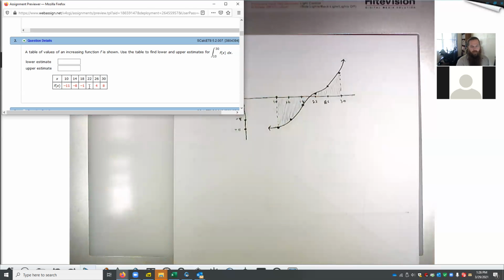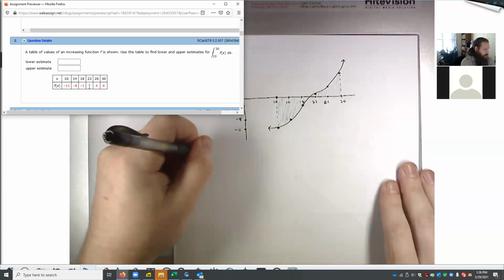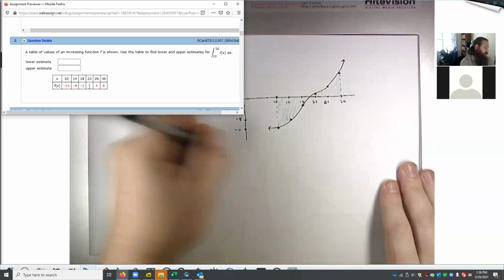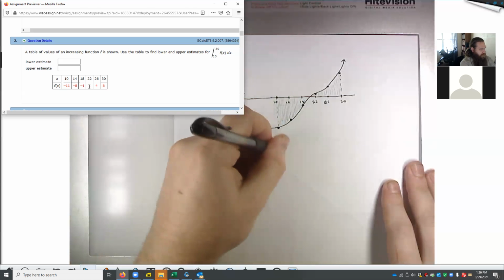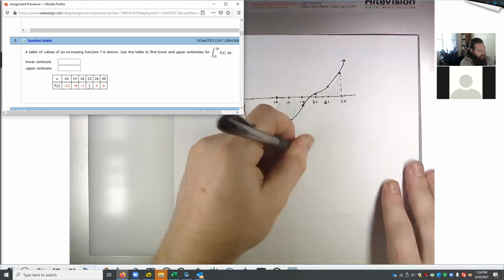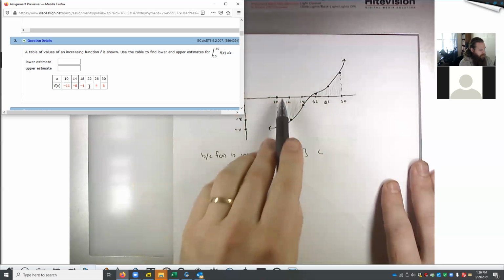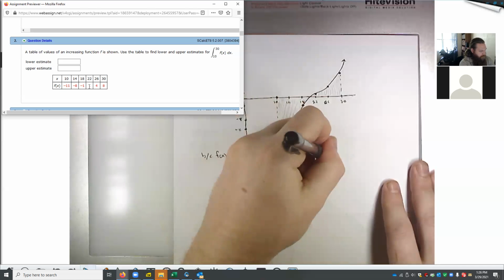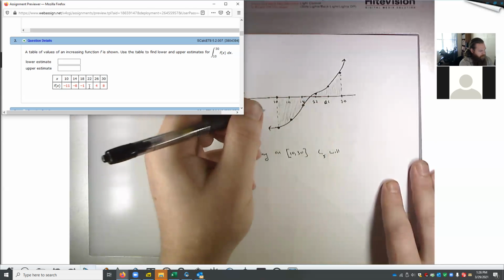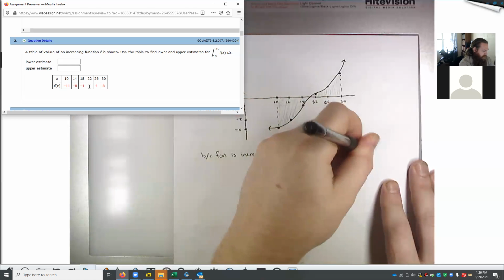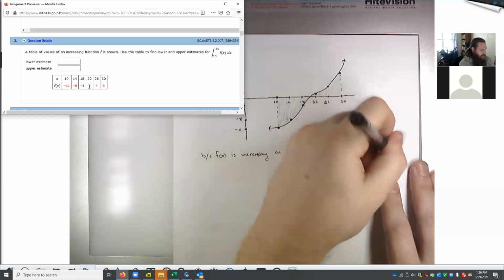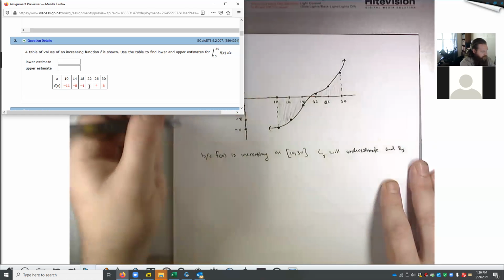I think, because this function is increasing everywhere, L will overestimate and R will underestimate. So because f of x is increasing on the interval 10 to 30, how many things do we have here? 1, 2, 3, 4, 5. L5 will, what's that going to do? Is that going to underestimate? So 10 doesn't count. R5.